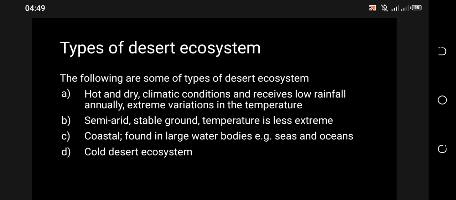Lastly, we have the cold desert ecosystem. As the name suggests, this is where you have the cold weather. Mostly in this kind of desert, you'll find that there is snow or ice present in this type of ecosystem.